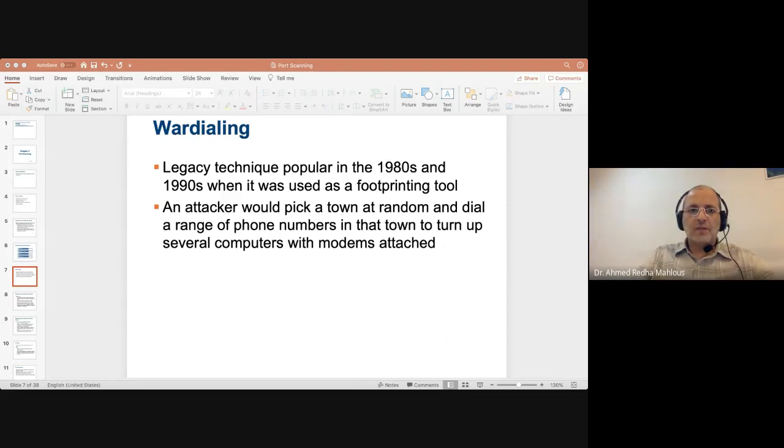Sometimes you do have machines that are related to some modem. Does anyone know what a modem is, Shabab?